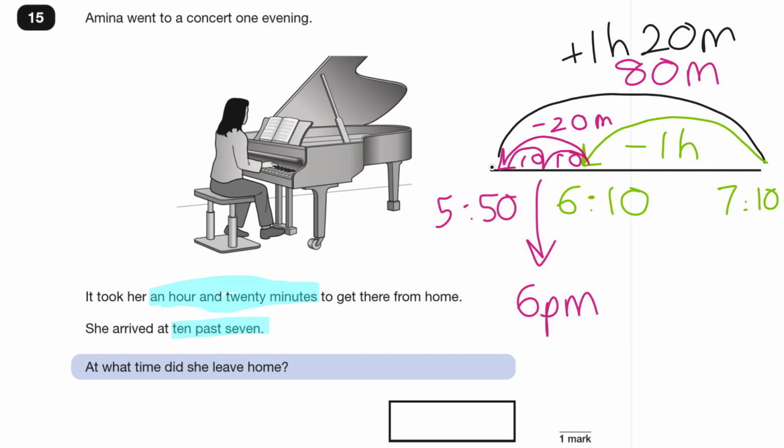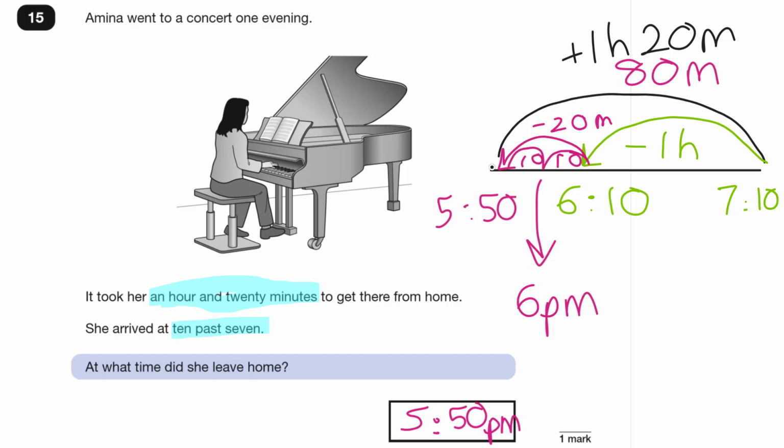Okay, it might be easier than trying to take 20 minutes away from 6. You can break bits down, chunk it up. So she left at 5:50. Now you can double check. I can put PM because it says she went to a concert one evening. I don't think it matters if you don't put AM or PM in. Well, if you put AM in, you'll get a mark wrong because it says evening, but I think you can just write 5:50 and not write anything. If you are going to write AM or PM in, make sure it's correct.